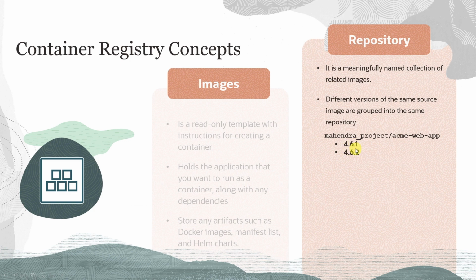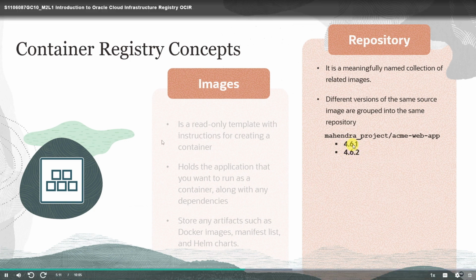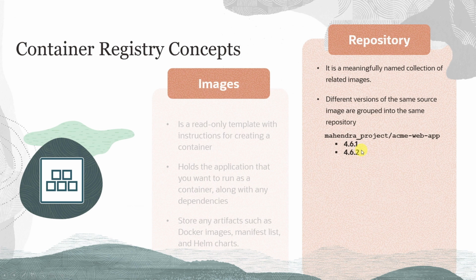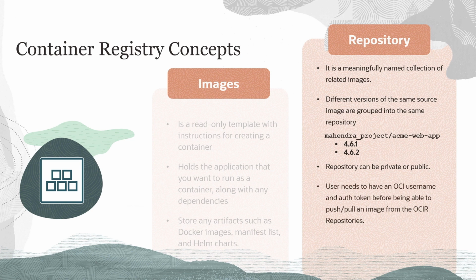Every image version is given a tag, and the tag uniquely identifies the image. As in this case, we have two images for the Acme web app, which are 4.6.1 and 4.6.2. Depending upon your need, a repository can be made private or public. One important thing to note is that the user needs to have an OCI username and authentication token before being able to pull an image from the OCIR.